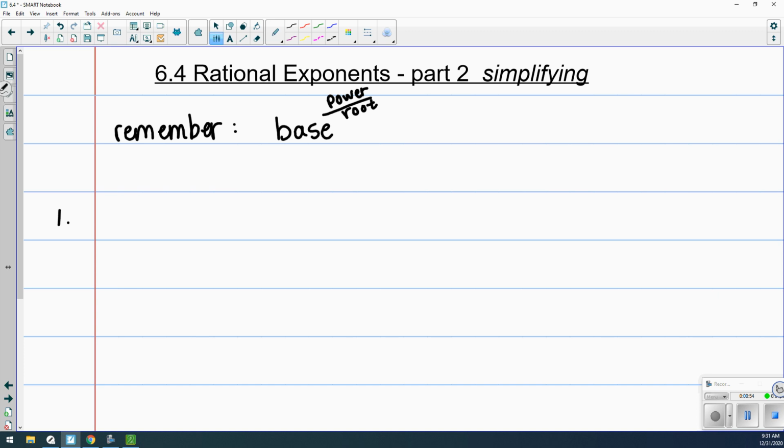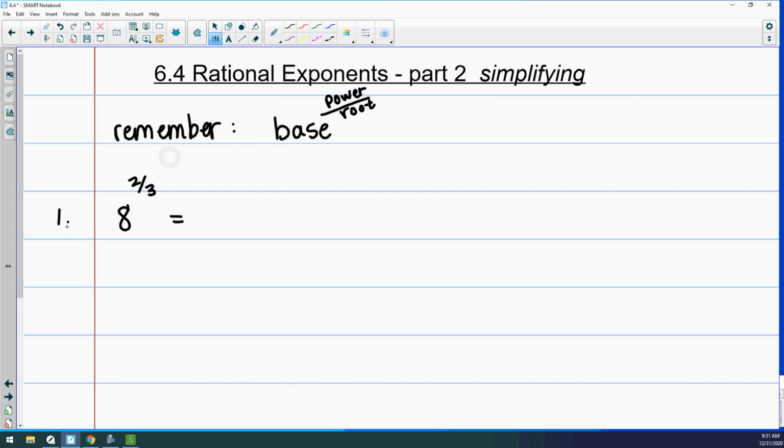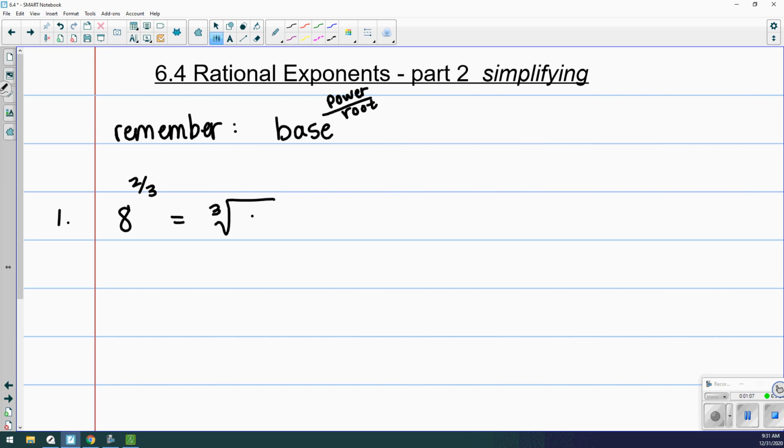Here's example 1. Let's take a look at 8 to the 2/3 power. I want to simplify 8 to the 2/3 power. The first thing I'm going to do is rewrite this as the third root of 8 squared. Third root of 8 squared. Well, I know immediately that 8 is a cube. 8 is 2 to the third power, I mean. 8 is 2 to the third power, and then squared.